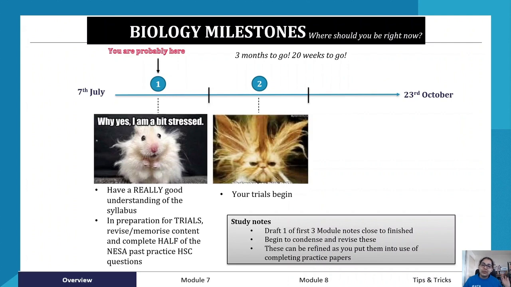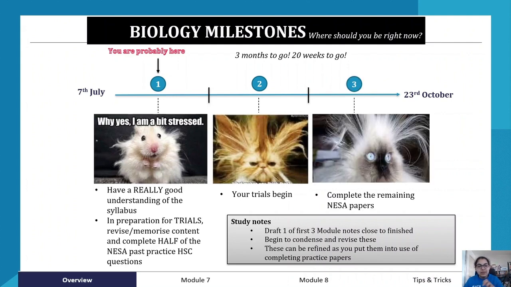So trust yourself. So trials begin, and then finally, as we get closer to the 23rd, we want to complete all the NESA papers. We also want to make sure that our notes are up to scratch and that we are feeling confident that there's no reds in that syllabus outline anymore. Most of it should be green. There could be a couple of yellows, but that's the thing you'll be sorting out a week or so before the exam.